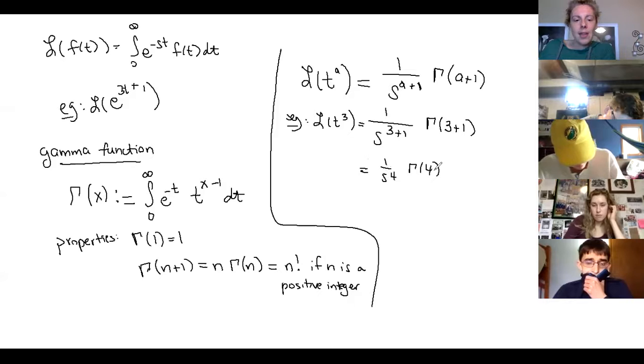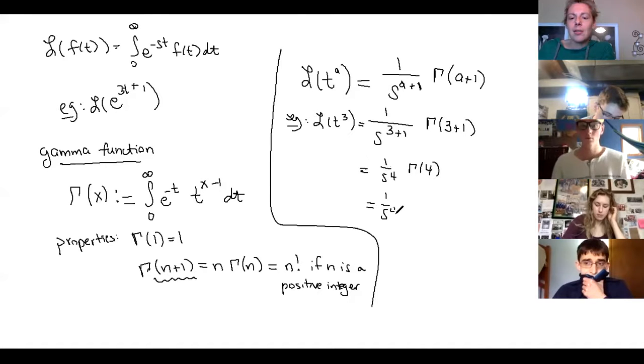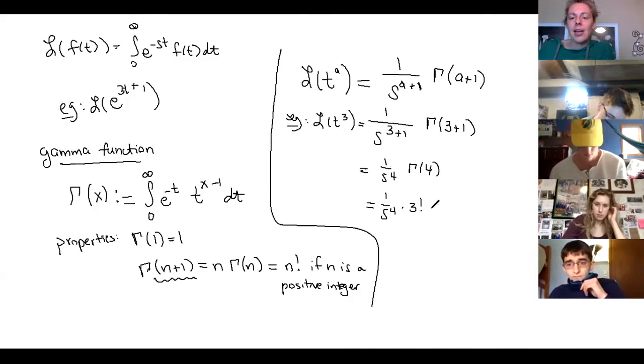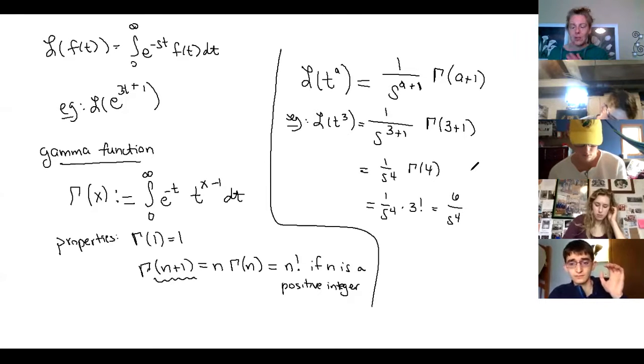4, right? And then if we use our gamma of n plus 1, this is going to be 1 over s to the 4th times 3 factorial, or 6 over s to the 4th. So we've got 6 over s to the 4th.